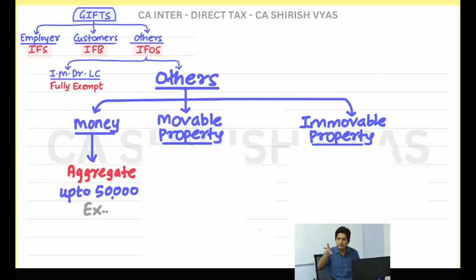And see, gold is just an example. It can be gold, silver, diamond. Someone has given me shares. So here also you have to aggregate, but aggregate of the market value.